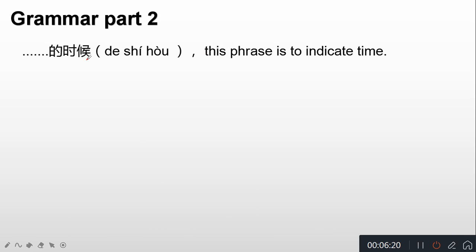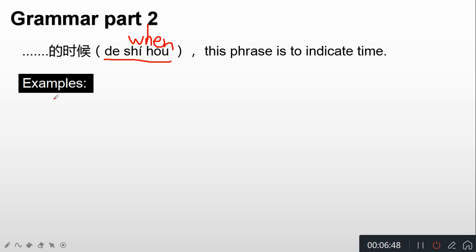Alright, now let's move to grammar part 2. In grammar part 2, we will be focusing on 的时候, and literally 的时候 in English we can translate as "when". Like when it is a time or when something happens, okay? So this phrase is to indicate the time, or it is a time or something happens.